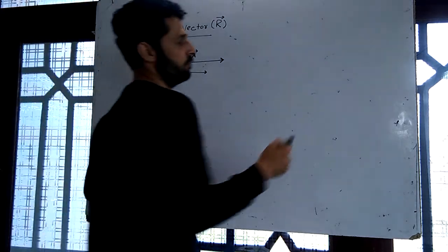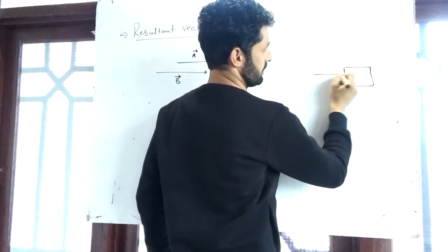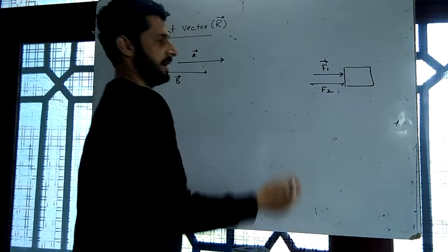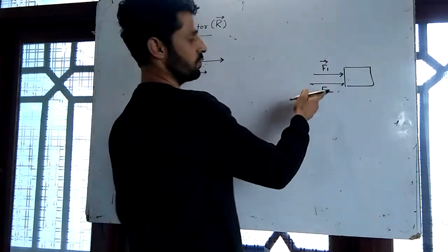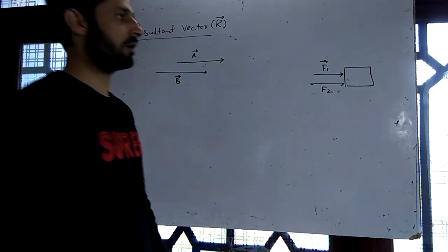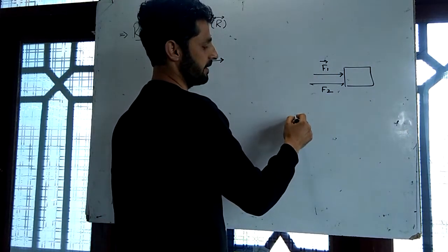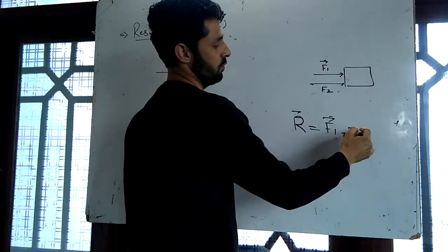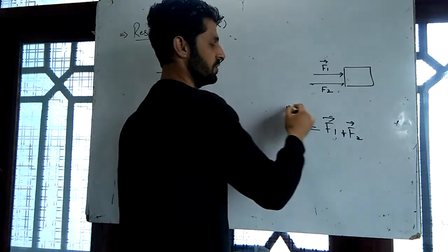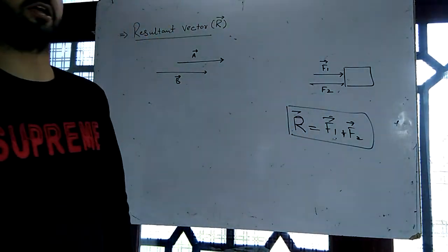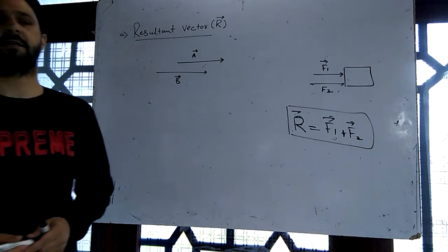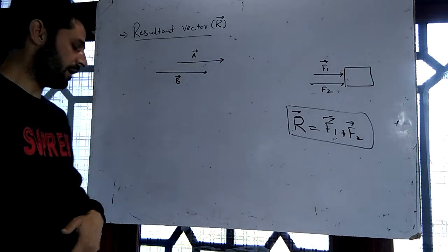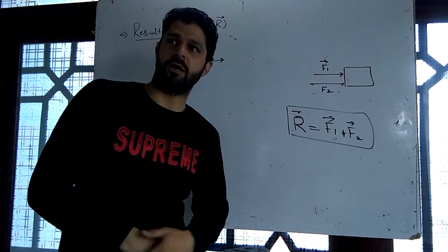For example, if two forces are acting on a block, this force F1 and this force F2, they are acting on the block. So now these two forces will produce an effect on the block. So the resultant vector, capital F or R, will be F1 plus F2. The sum of the two forces produces the same effect as produced by the individual forces, and that's called a resultant vector. A vector is said to be a resultant vector if it produces the same effect as produced by a number of vectors on an object.